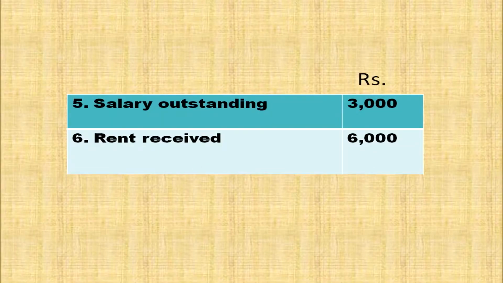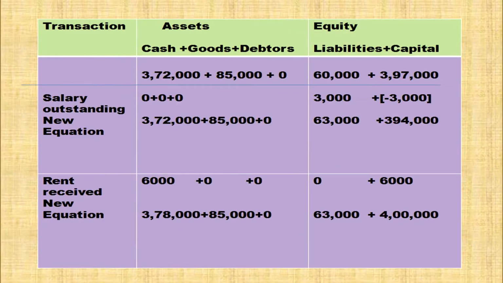Rent received is also another transaction. Salary outstanding is a liability, so that will be added with the liability. 3,000 added with the liability. It is reducing the capital, so it is deducted from the capital. After that, you have to write the new accounting equation: cash 3,72,000 plus goods 85,000 equals liability 63,000 plus capital 3,94,000. Here also the accounting equation is satisfied.